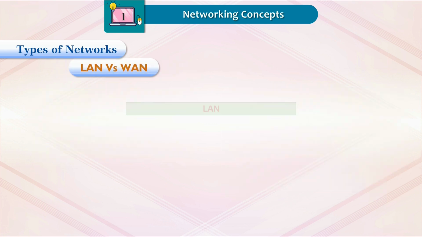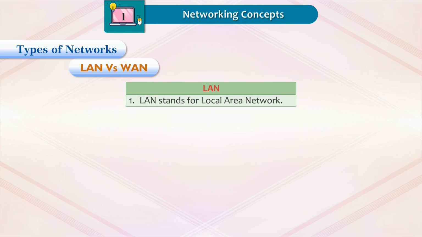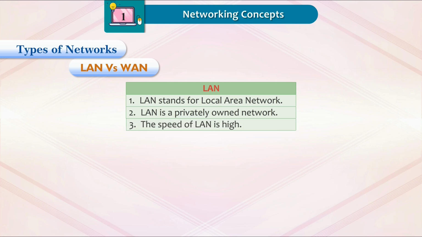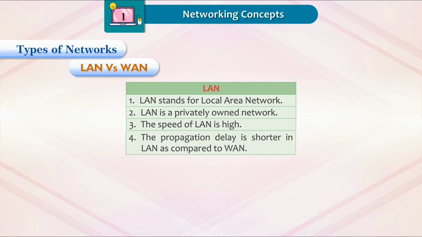LAN versus WAN. LAN stands for Local Area Network. LAN is a privately owned network. The speed of LAN is high. The propagation delay is shorter in LAN as compared to WAN. The fault tolerance capability is more in LAN.